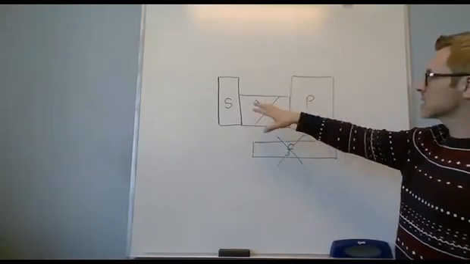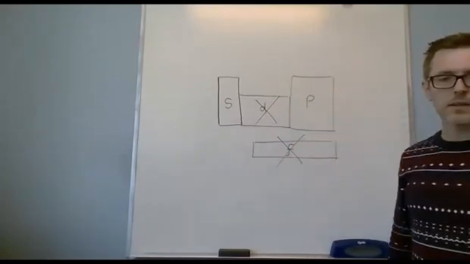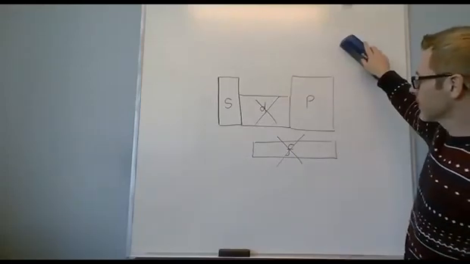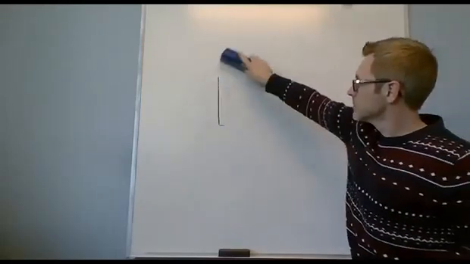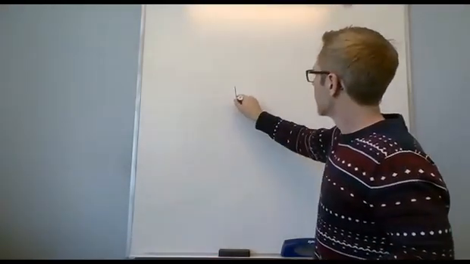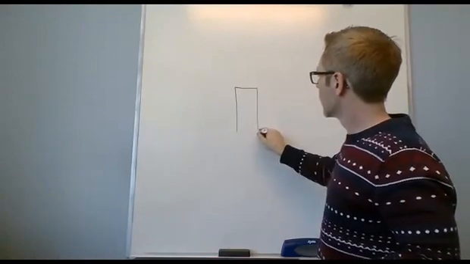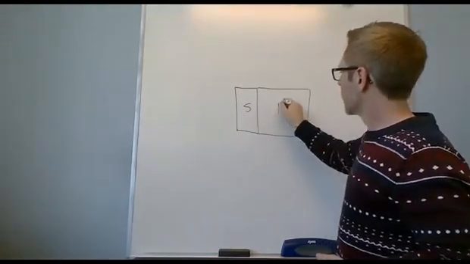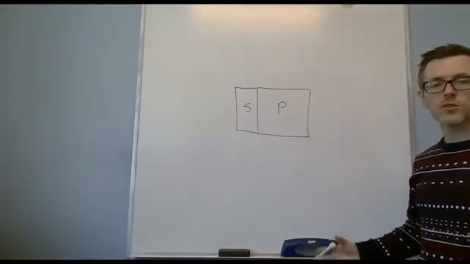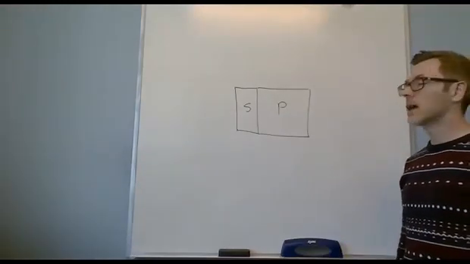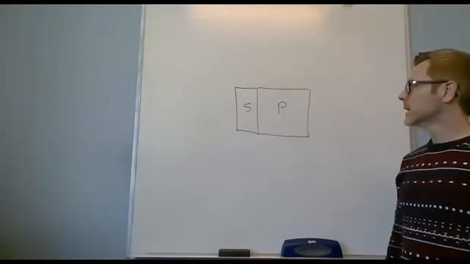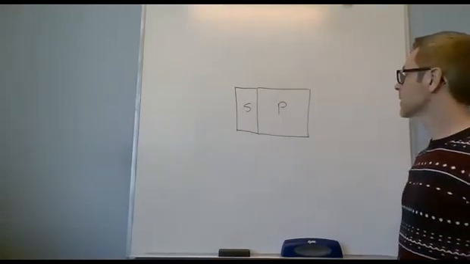I'm going to erase this, and we're going to push the S and the P block together and make a rectangle. So we're artificially going to join the S and the P block together to make a rectangle. I'm going to talk about trends.